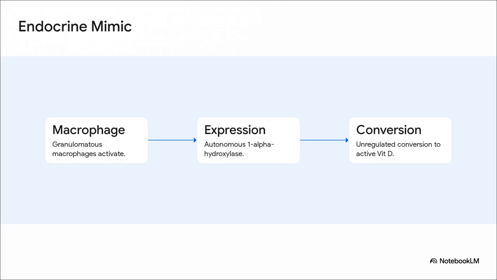Let's analyze the endocrine mimic. How exactly does a pulmonary disease cause hypercalcemia? The high-yield mechanism is this. Granulomatous macrophages autonomously express the enzyme 1-alpha-hydroxylase. This causes the completely unregulated conversion of 25-hydroxyvitamin D directly into the active 1,25-dihydroxyvitamin D. And that process drives intestinal calcium absorption and hypercalcemia, totally independent of any parathyroid hormone regulation.